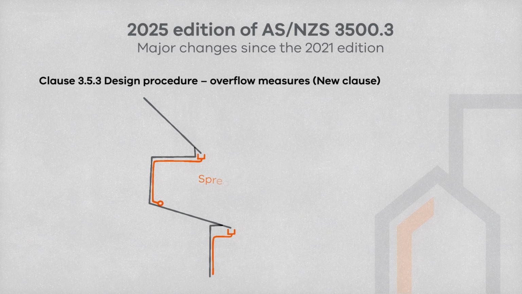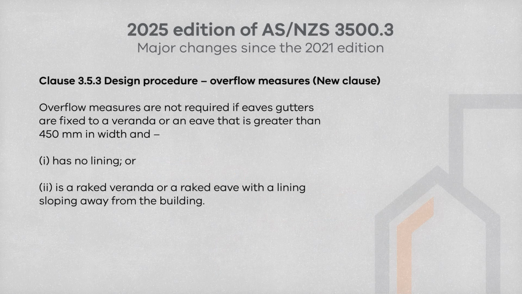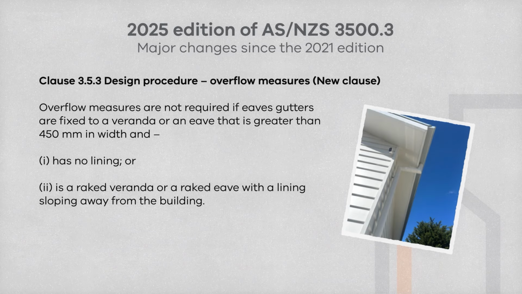For example, if you have 70 square meters of roof area from an upper roof that can spill onto a lower roof of 80 square meters, you will need to design the lower EVA's gutter overflow for the combined catchment area, which is 150 square meters, not just the 80. In other words, always make sure your overflow design accounts for any additional roof area that drains down from above. Now there are a couple of scenarios where overflow measures are not actually required.